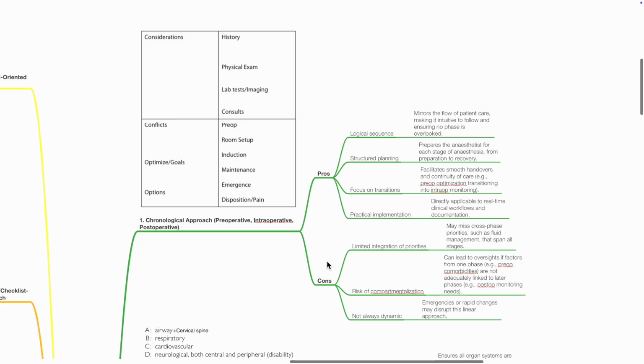Cons include limited integration of priorities. The anesthetist may miss cross-phase priorities such as fluid management that spans all stages. There is a risk of compartmentalization. This can lead to oversights if factors from one phase are not adequately linked to another phase. It's not always dynamic. Emergencies or rapid changes may disrupt this linear approach.